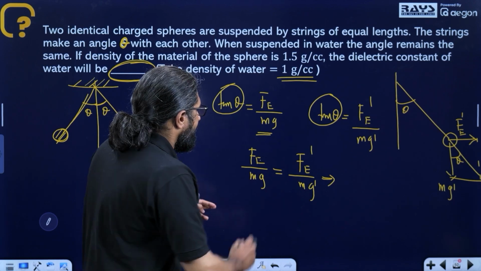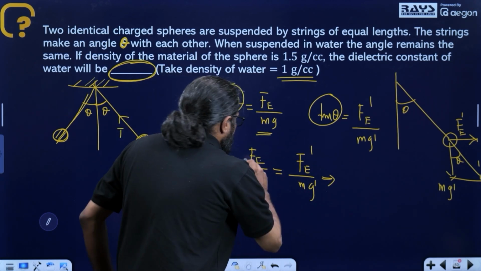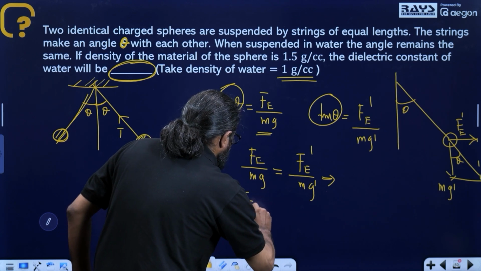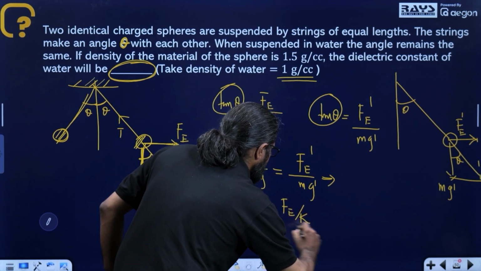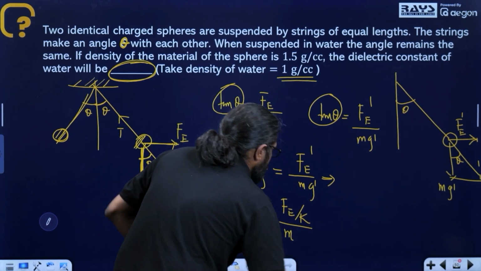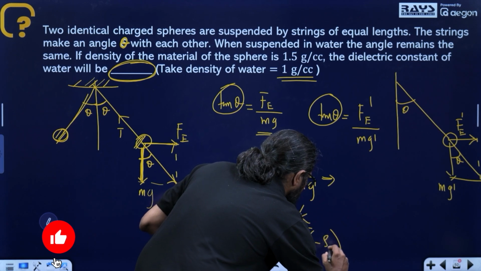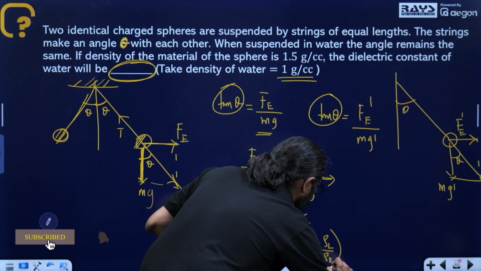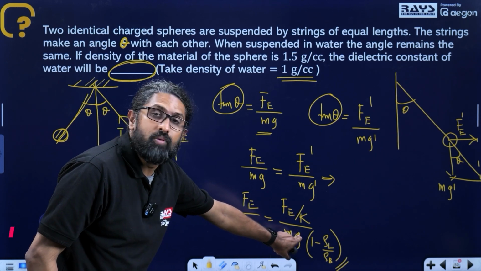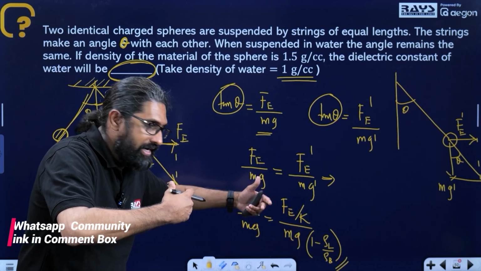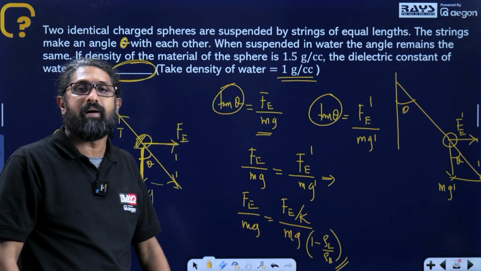വിച്ച് ആക്ച്വലി മീൻസ് ഈ Fe dash എന്താ വരിക? Fe by k ആണ് വരിക, where k is the dielectric constant. So we have Fe divided by mg is equal to Fe by kappa divided by m into g dash. g dash എന്താ വരിക? g dash will be g into 1 minus rho liquid by rho body. Right? This is something that we usually do. Weight, ആ ബോഡിയുടെ ഇഫക്റ്റീവ് വെയിറ്റ് കാണാൻ വേണ്ടി നമ്മൾ ഉപയോഗിക്കുന്ന ഫോർമുലയാണ് mg into 1 minus rho l by rho b.